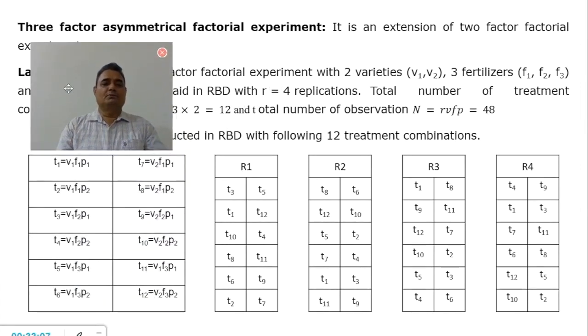The total number of treatment combinations are given in this table. T1 is V1, F1, P1, T2, and so on for all these 12 treatments, and they are randomized in a single replication. Separate randomization is done in the second replication, separate randomization is done in the third replication, and so on. Because we are using RBD, for every replication a fresh randomization must be there. So this is the layout.